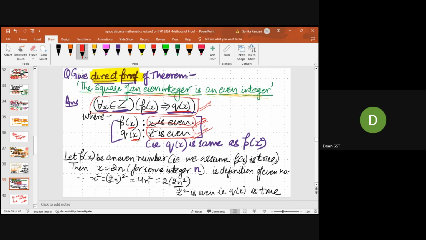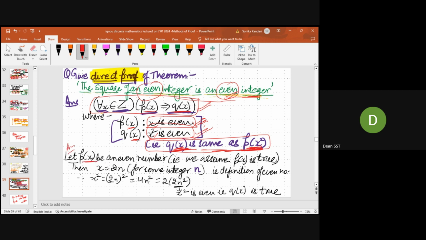It means qx is same as px square, because if x is even, x square is even. So we can say qx is same as px square. And what type of integer are we given? Even. The square of an even integer is an even integer. So let us start.